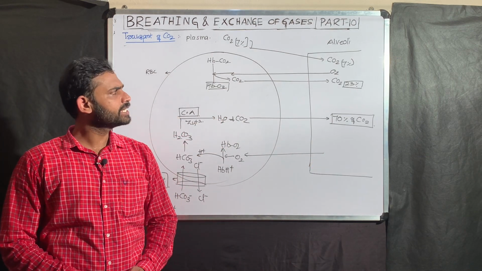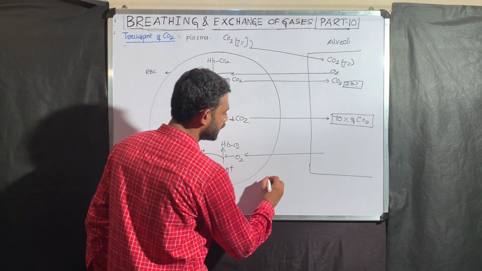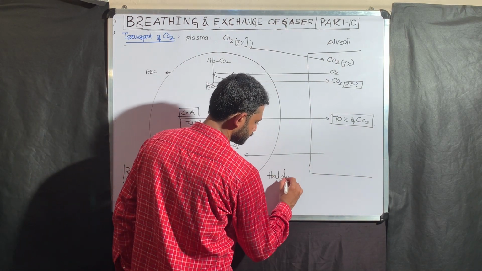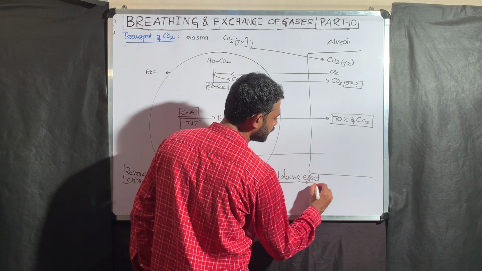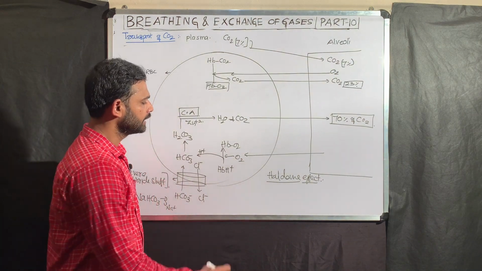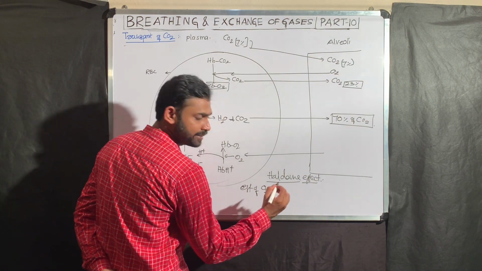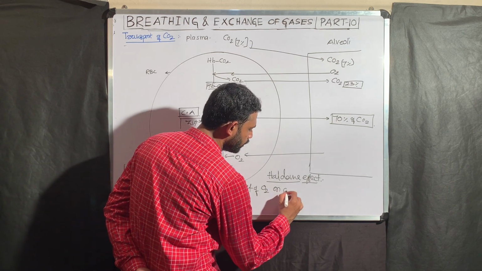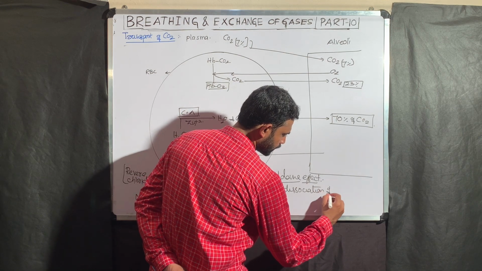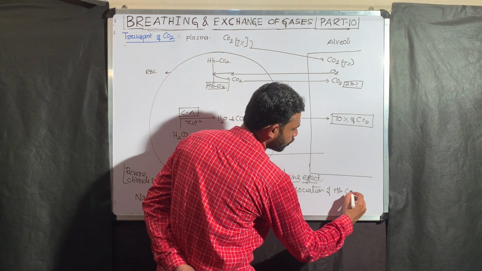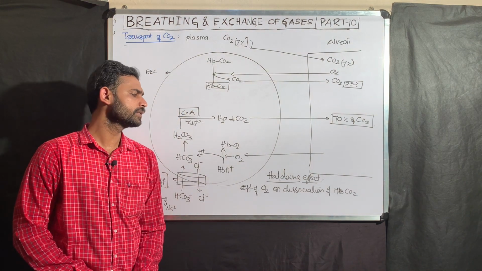Okay. So here I explained the Bohr effect. Now I will tell you about the Haldane effect. What is the importance of the Haldane effect? It is the effect of oxygen on the dissociation of carbaminohemoglobin, that is HbCO2.